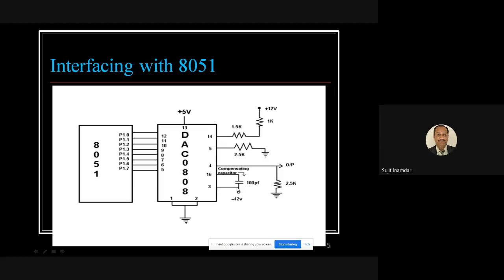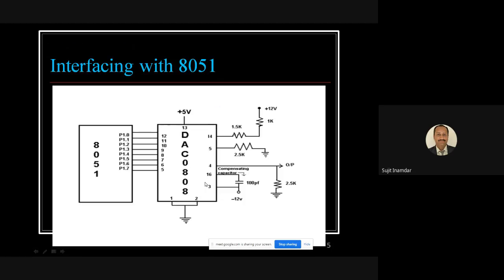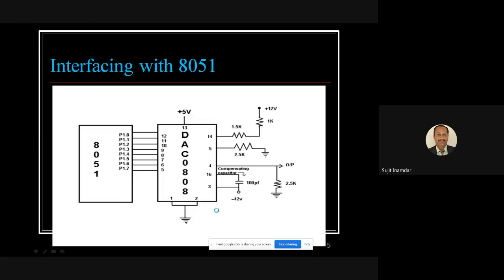Here pin number 3 is VEE, so it is connected to minus 12 volt. Here also it is connected to minus 12 volt. In this diagram, the value of C they have not provided. The resistor values they have provided, but the value of C is not provided here. In this diagram they have provided this particular value. So which value do we have to choose? Again, that is a part of design.